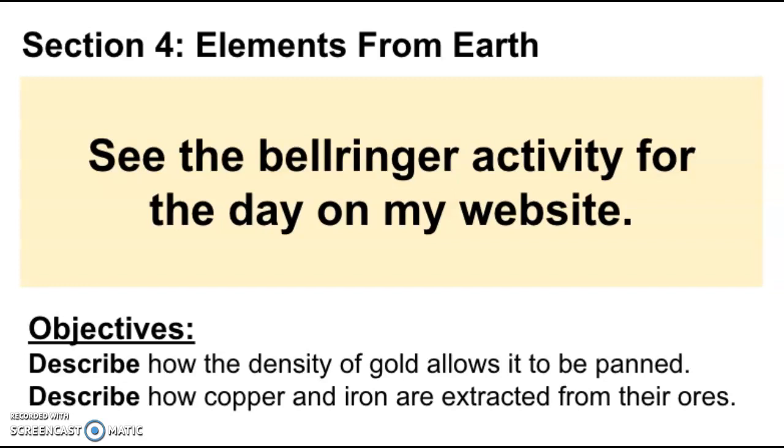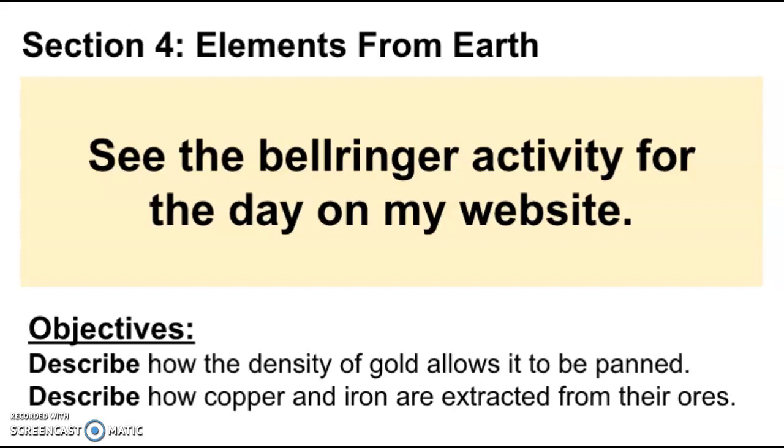This lesson is all about elements that need to be refined in order to be useful to us as a human population. The two objectives that go along with this section are to describe how the density of gold allows it to be panned, and also to describe how copper and iron are extracted from other ores.